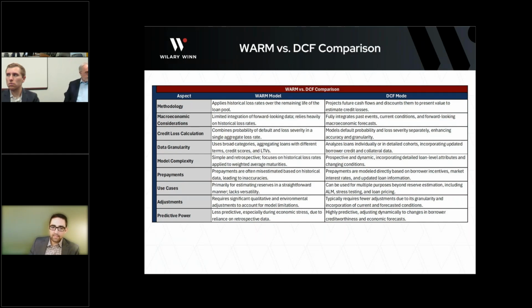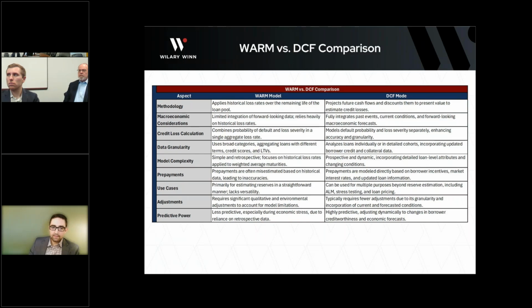Discounted cash flow has a lot more versatility. You can use it for CECL. You can also use it for pricing. You can use it for stress testing. You can incorporate those credit attributes into ALM modeling. You can use it for portfolio risk management, product development, whatever it is. It's a very flexible tool to do all of those things.